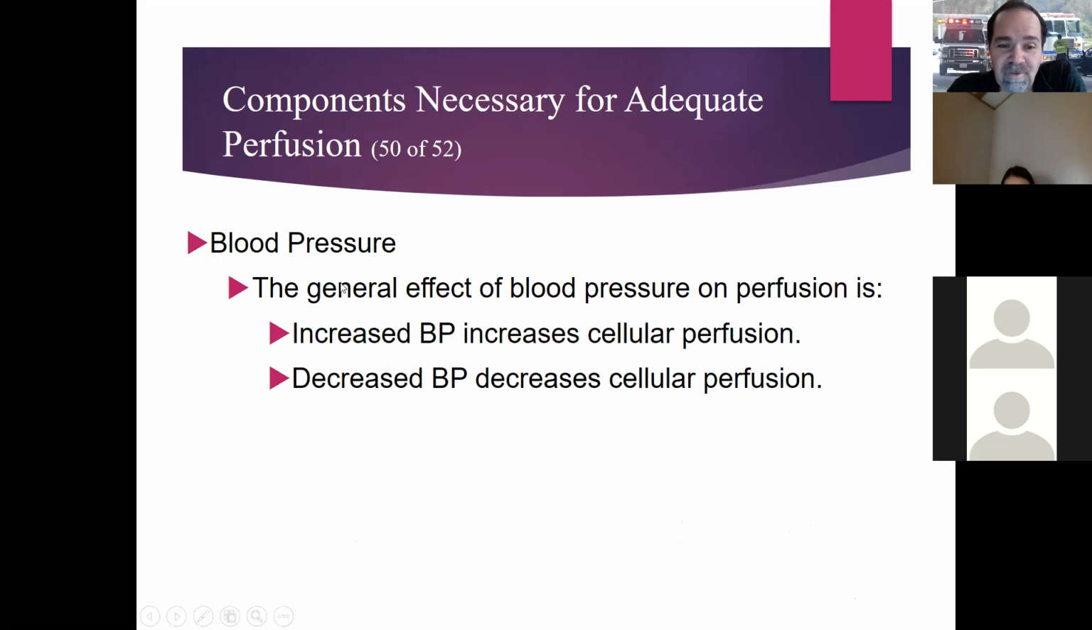The general effect of blood pressure on perfusion is that increased blood pressure increases cellular perfusion. So if you have a good blood pressure, blood goes all the way out to all the cells of your tissues, the brain, the kidneys, the muscles, and everything, right? And if you decrease the blood pressure, you might not get that cellular perfusion.